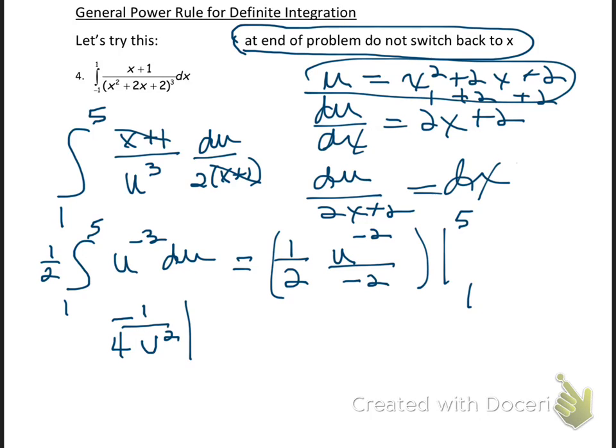Okay, and then I'm evaluating it from 5 to 1. So if you plug in, you should be getting 25, negative 1/100 minus another expression that's going to be negative, so it's going to be plus 1/4. And if you do all the math and combine like terms, you should be getting 6/25 for your answer. Just check, make sure that you can get that. And let's go on, we'll do problem number 5.